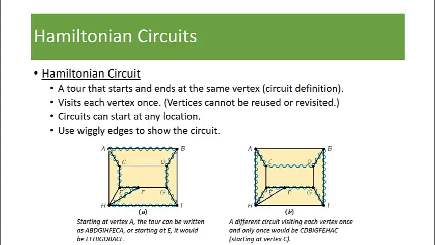Here is a different Hamiltonian circuit on the same graph that we see here in B. If we want to start this one at vertex C, we could write this circuit as going from C to D to B to I to G to F to E to H to A, and then back to C where we started.